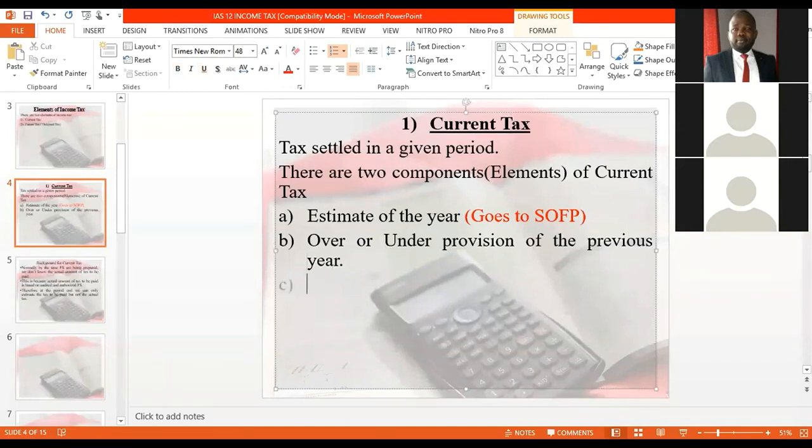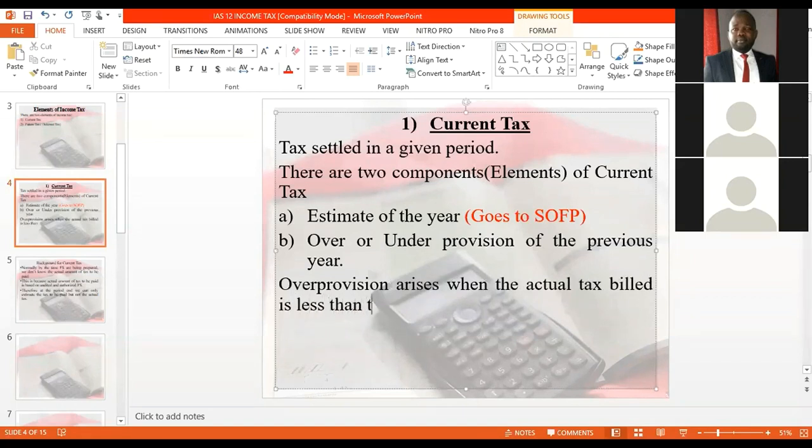So when do we have over provision? So I can now continue with this slide. Over provision arises, I hope everyone now understands, when the actual tax billed, of course by RRA, is less than the estimate of the previous year.